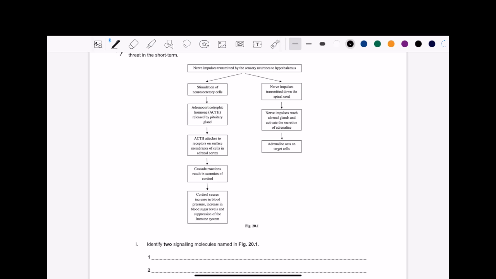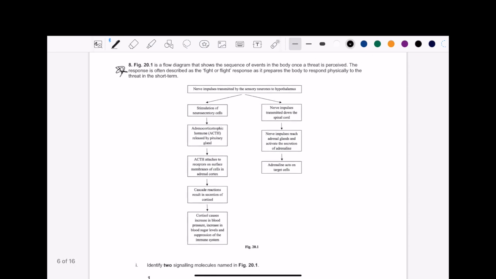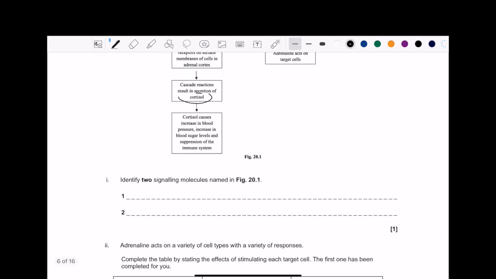Identify two signaling molecules named in figure 20.1. Okay, let's read this figure together and try and identify where the signaling molecules are written. So looking on the left hand side, just skimming through, I can see ACTH, I can see cortisol, then looking on the right hand side, I can see adrenaline. Okay, we have 3 we can write from.